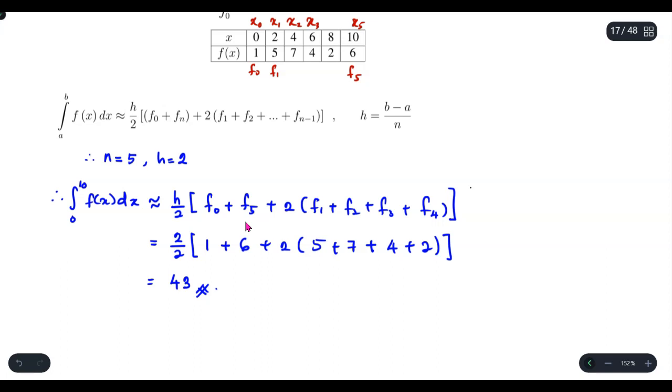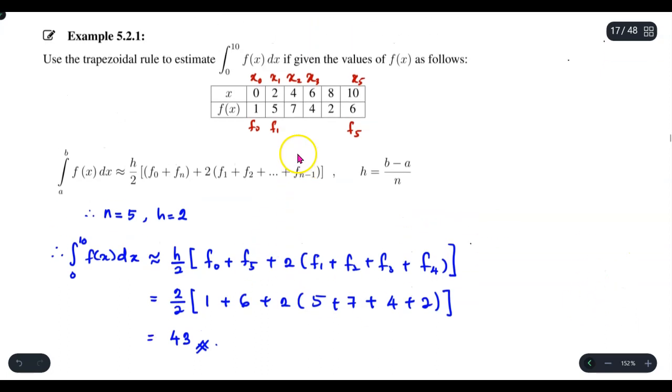So very simple. If you are given the tabulated data, then the calculation is very straightforward. You just need to identify what your h and your n are, and the rest is just putting them into the trapezoidal formula. It is easy to calculate for this kind of question, where your function values are given in terms of tabulated data.